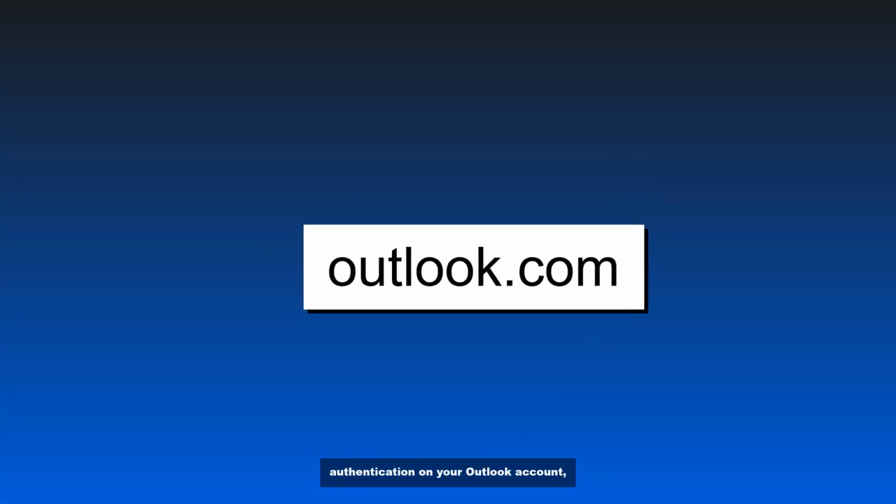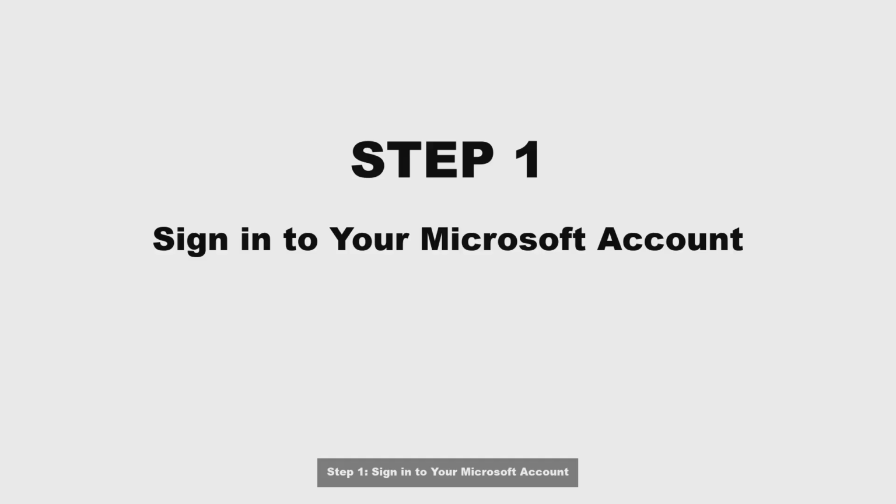If you want to disable two-factor authentication on your Outlook account, follow these simple steps to ensure a smooth process. Step 1. Sign into your Microsoft account. Go to the Microsoft account sign-in page and enter your credentials to log in. Make sure you are using the account for which you want to disable two-factor authentication.